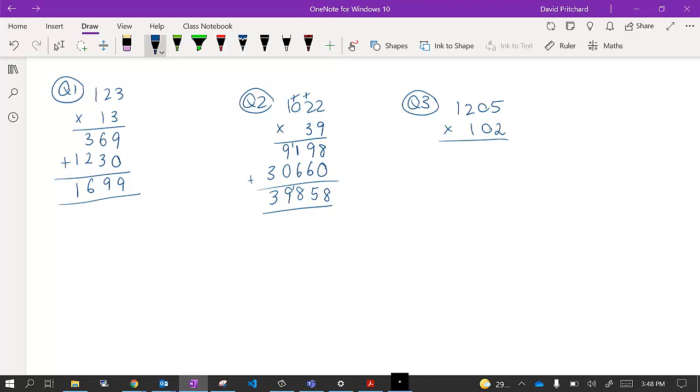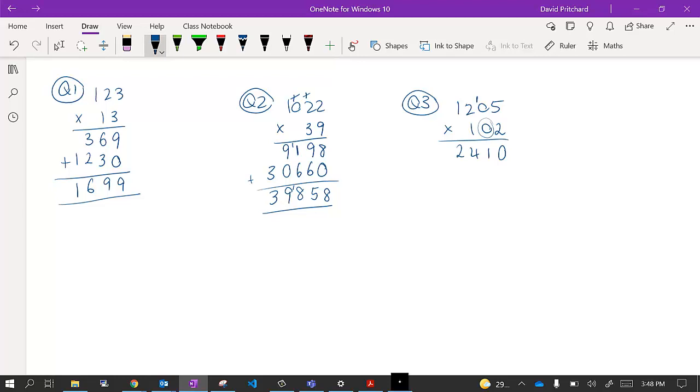Now last one, the fun one. We'll start in the ones column. 2 times 5 is 10. So we put our 0, carry the 1. 2 times 0 is 0, plus 1 is 1. 2 times 2 is 4. 2 times 1 is 2. Now in the tens column, we've got nothing, so our answer would just be 0.